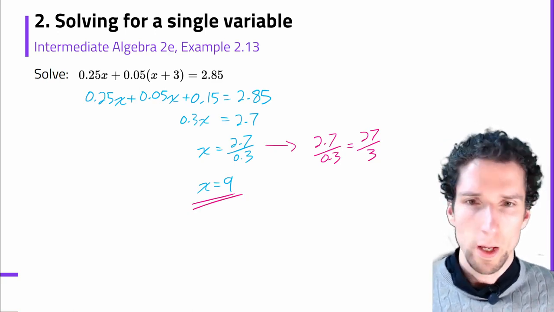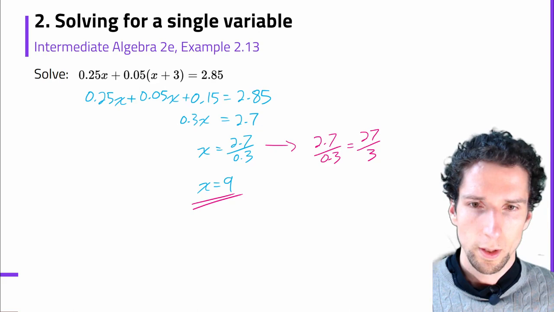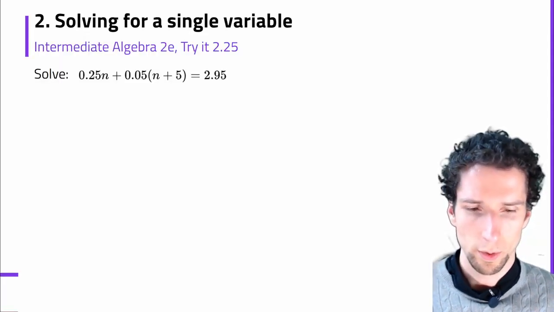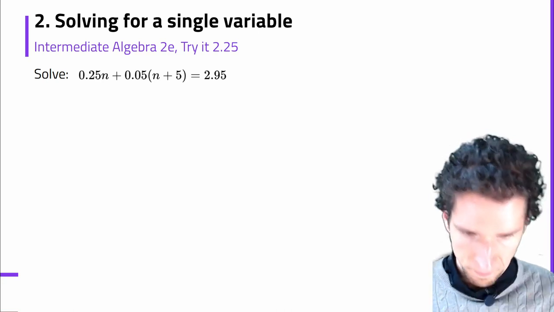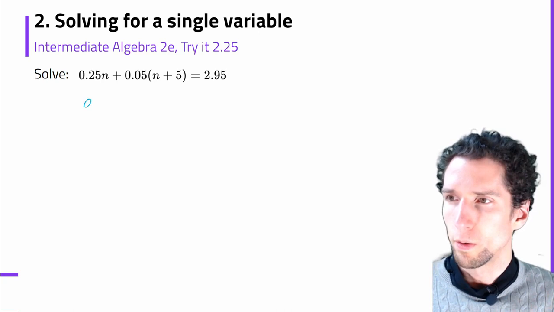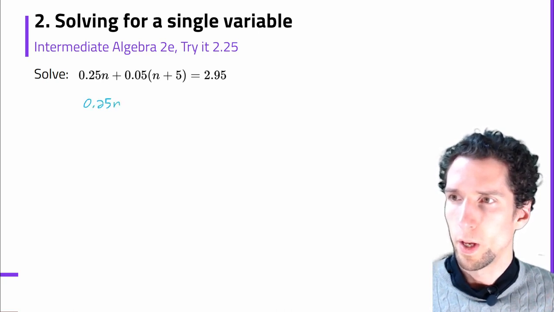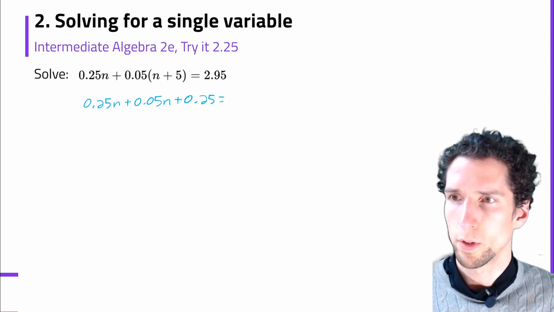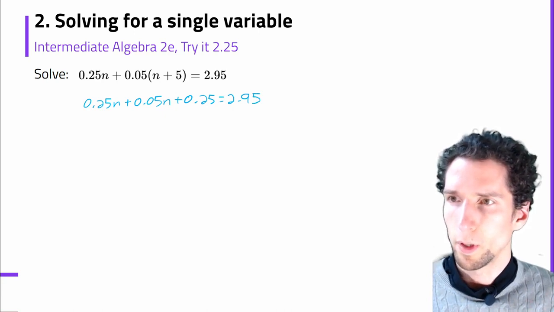Okay, let's get rid of this. And next, my turn here. Do one quickly. All right, n, so 0.25n plus 0.05n plus 0.25 equals 2.95. All right, kind of similar numbers to the last time.